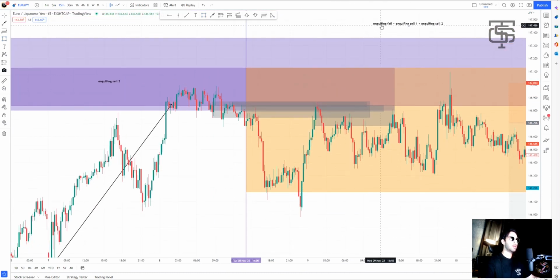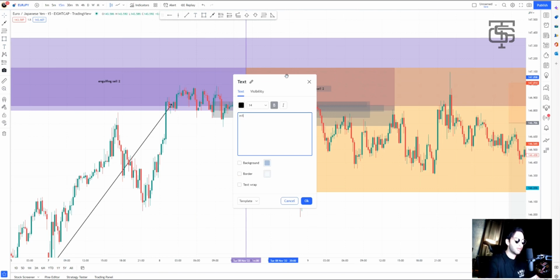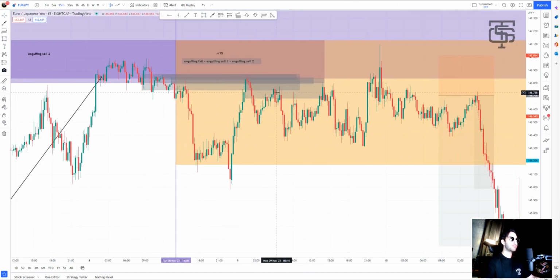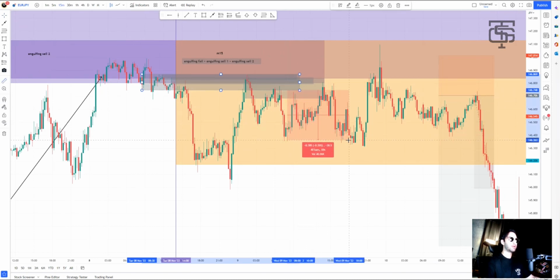We have found an engulfing fail plus an engulfing sell plus an engulfing sell for the M15 time frame. So we have found the setup for H4, and we also have found the setup for M15 currently. Next, any retracement back into this zone is a potential sell. That's how we got from here: the price dropped all the way, maybe around 30 to 40 pips. Then price retraced into the zone again.